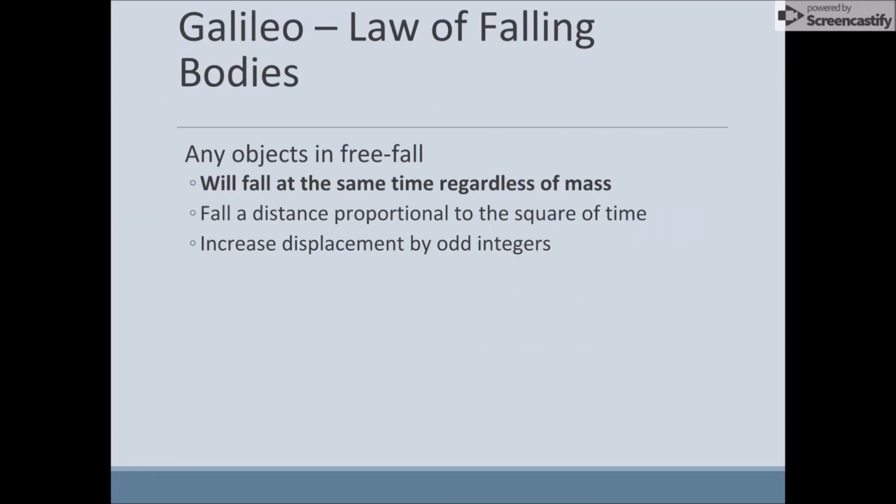Galileo's law of falling bodies, as we discussed last unit, says that any object in free fall accelerates towards the ground with the same acceleration, regardless of mass. And that fall is proportional to the square of time, which means it increases by odd integers.